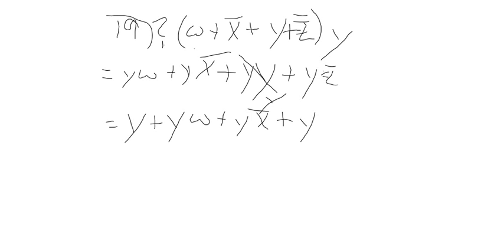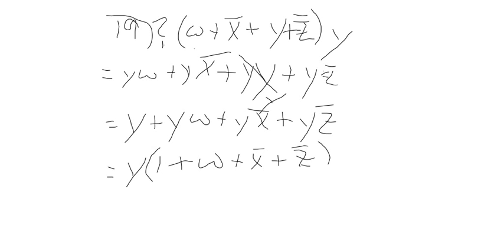yc bar. Now I want to factor the y back out of everything, and that's going to leave me with y, and that's going to give me a 1 or w or x bar or c bar. And remember, 1 or anything is equal to 1. So that entire expression reduces simply to just a y.